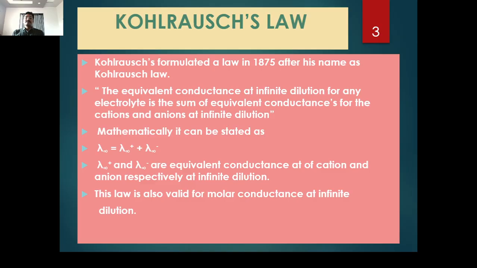And mathematically, the Kohlrausch law can be stated as: the equivalent conductance at infinite dilution for a particular electrolyte is equal to the sum of the equivalent conductances of the cation and anion at infinite dilution. Means lambda infinity is equal to lambda infinity of the cation plus lambda infinity of the anion.